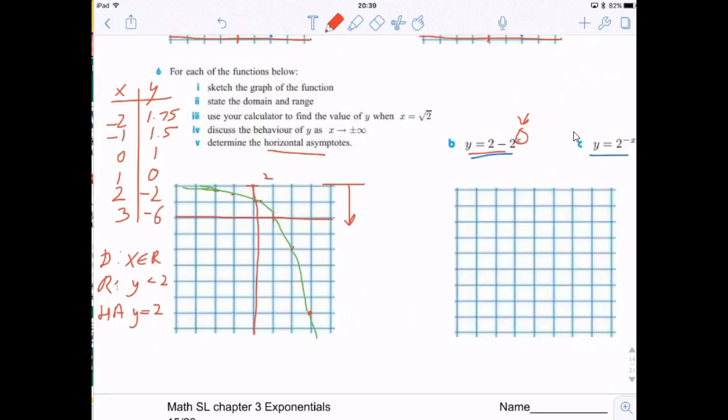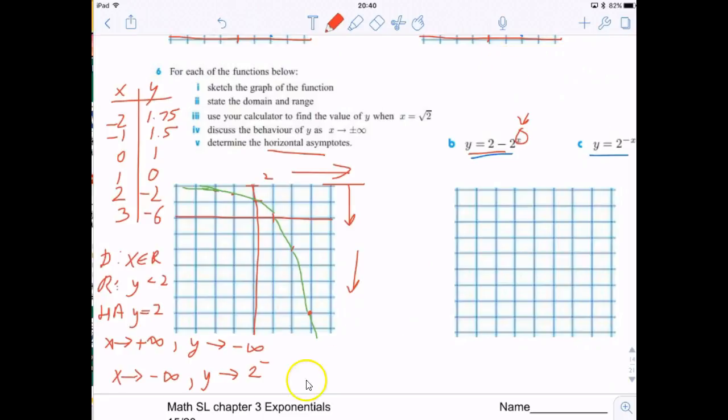Use your calculator to find the values of y when x equals square root of 2. And then I'll go back and do that. And discuss the behavior of y as x goes to positive infinity or negative infinity. Okay, so what happens to the graph as we go infinitely to the right? Well, it goes infinitely down, because there is no asymptote. So we'll say as x goes to positive infinity, y goes to negative infinity. What about when x goes to negative infinity? When x goes to negative infinity, y approaches the asymptote, which is 2, and it approaches 2 from the bottom. Determine the horizontal asymptote. We already did that.